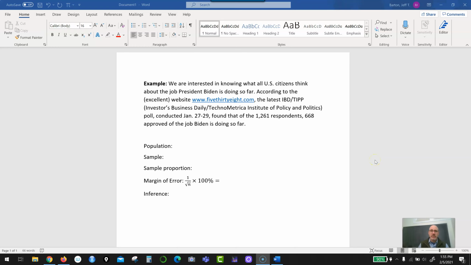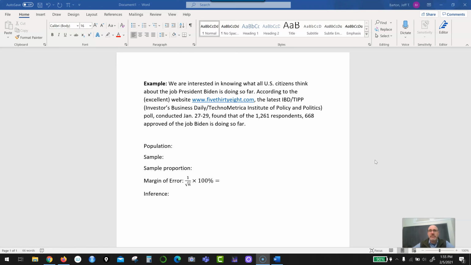All right, so in this example, we're going to take a look at the difference between a population and sample, and between descriptive and inferential statistics, and also an example where we use the margin of error. So the example is printed here. We are interested in knowing what all U.S. citizens think about the job that President Biden is doing so far.